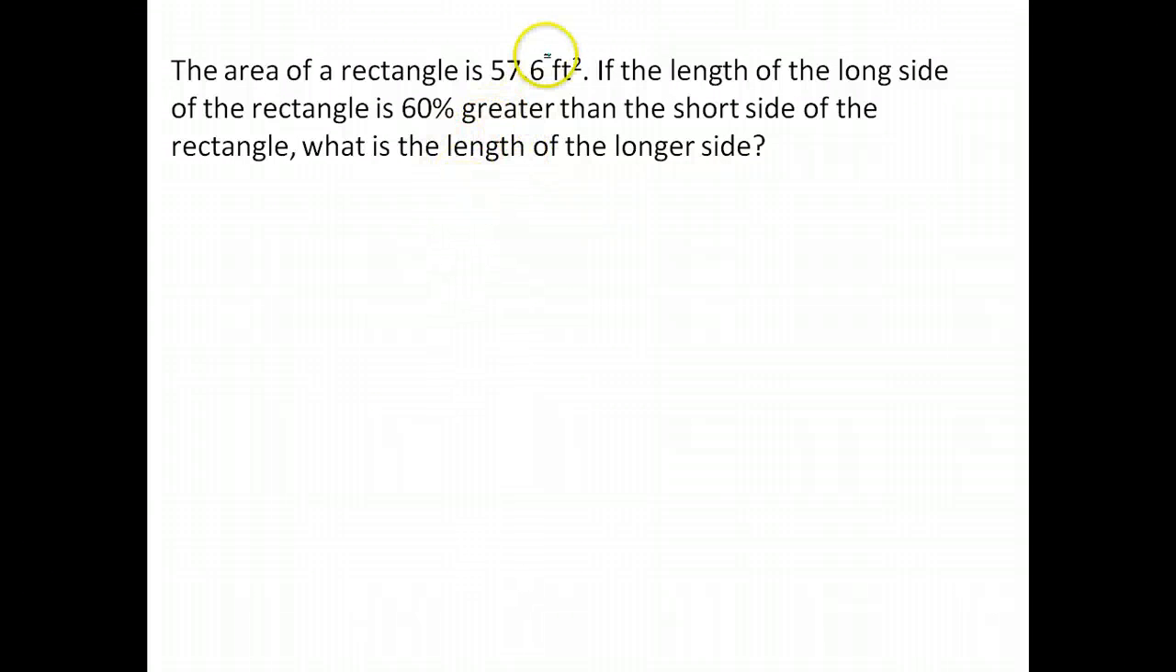All right, let's take a look at some connection problems. Again, we're talking about area. It says the area of a rectangle. So I'm going to go ahead and draw a rectangle just in case we need it for dimensions. Okay, the area is 57.6 square feet.